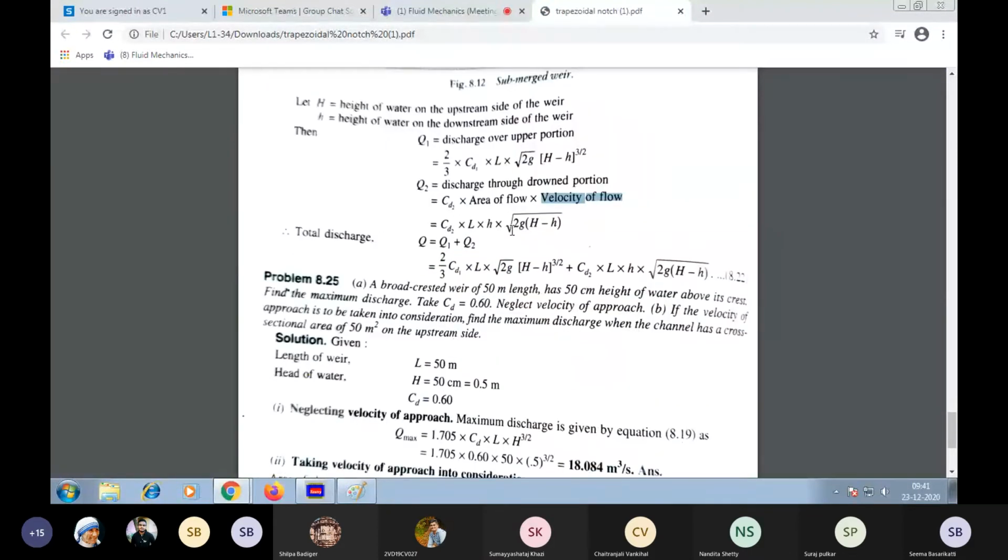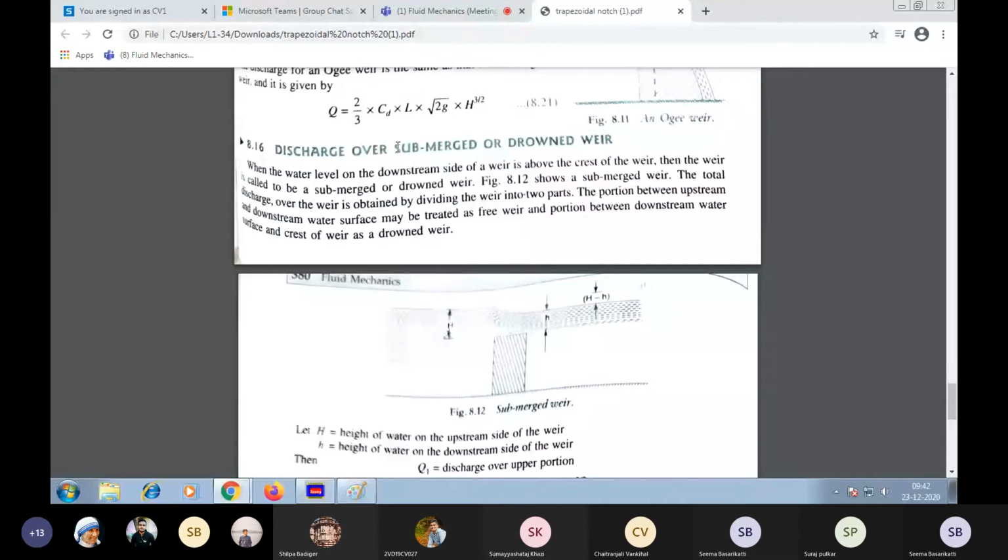So the square root of 2g into H minus h, wherever in place of h, write capital H minus small h. Now the total discharge is Q1 plus Q2. So what is Q1 here? It is 2/3 CD1 into L into square root of 2g into (H minus h) raised to 3/2, plus CD2 into L into h into square root of 2g into (H minus h). So now this is the discharge equation for a submerged or drowned weir.